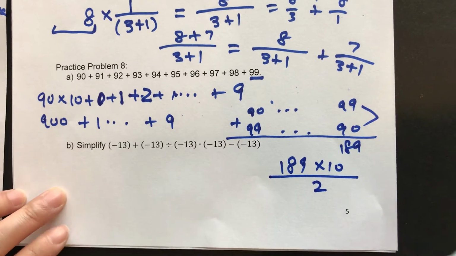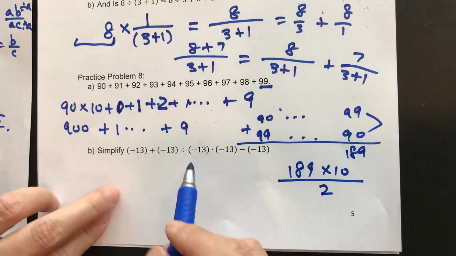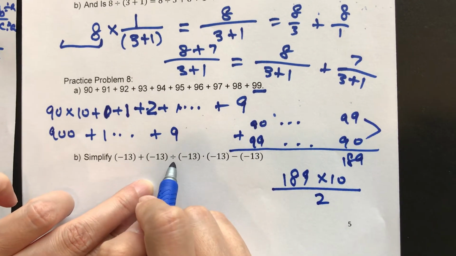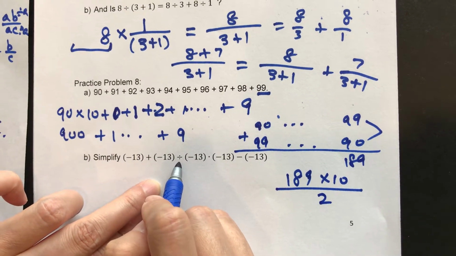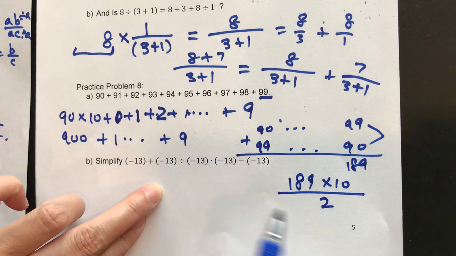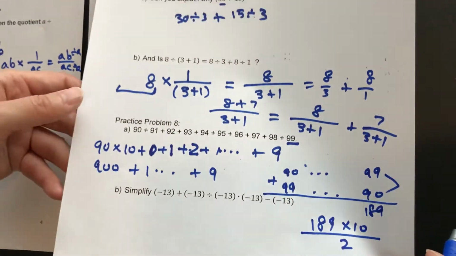So simplify this. We'll leave it for the students to solve. So for example, like this problem, division, you change that to multiplication of the reciprocal of this number to simplify.